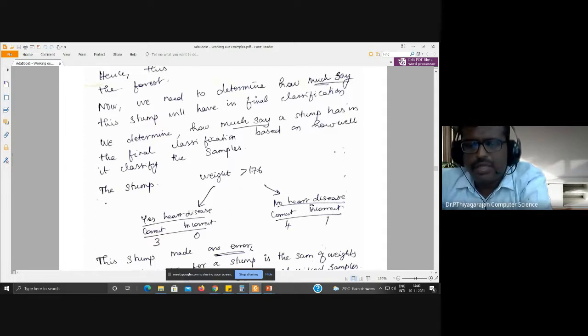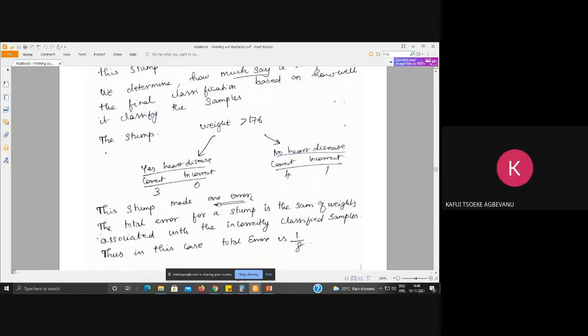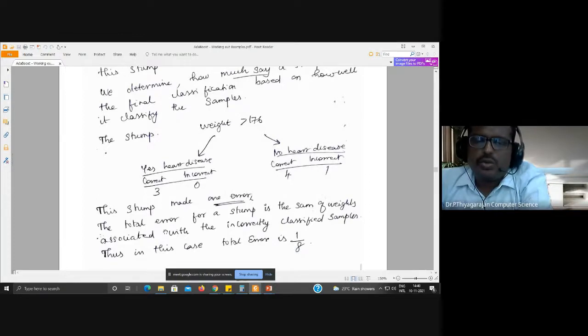Yes. So now this stump has one error. The total error of the stump is the sum of weights associated with the incorrectly classified sample. Thus, in this case, we have totally 8 samples, so 3 plus 0 plus 4 plus 1. We have 8 samples. Out of the 8 samples, we have only one misclassified data. So the total error in this stump is nothing but 1 by 8.